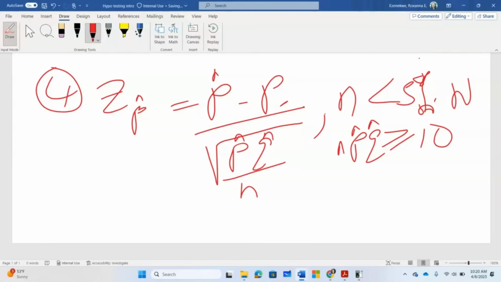So now number 5 is make a conclusion. There are 2 ways of making a conclusion. You can check against alpha, or you can use the p-value.